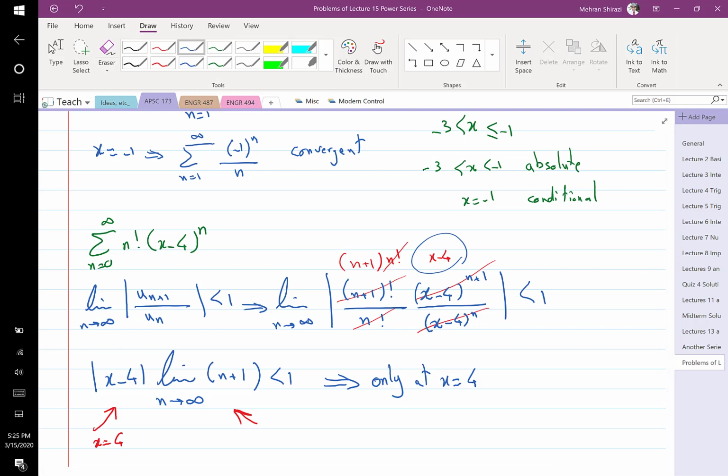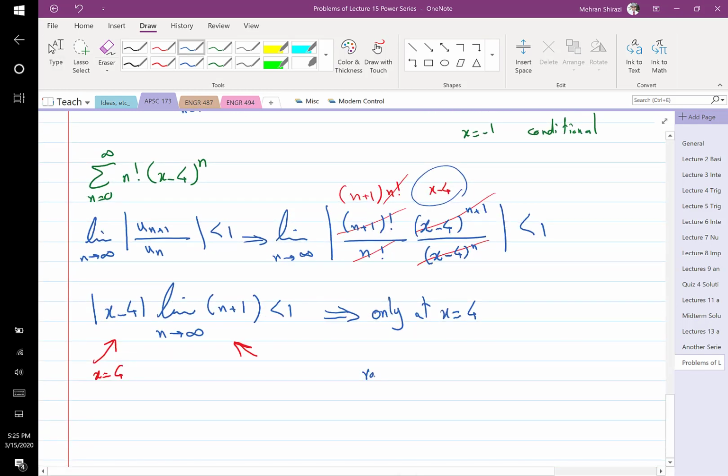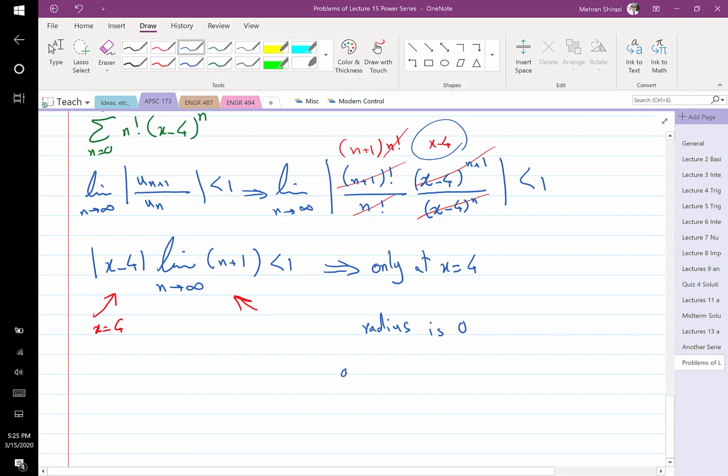What does that mean? It means the radius of convergence is 0. There is no interval. There is just one point of convergence, and that's 4. The radius is 0. We have absolute convergence at x equals 4, and everywhere else it's diverging.